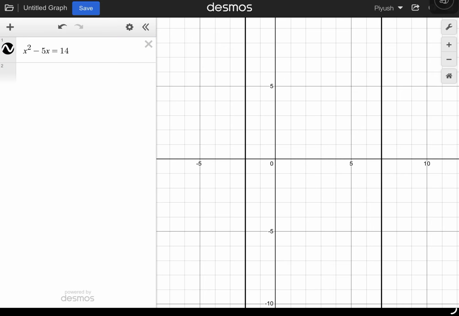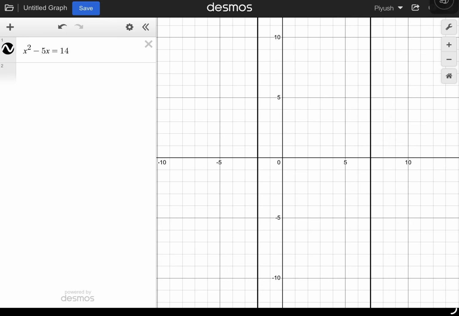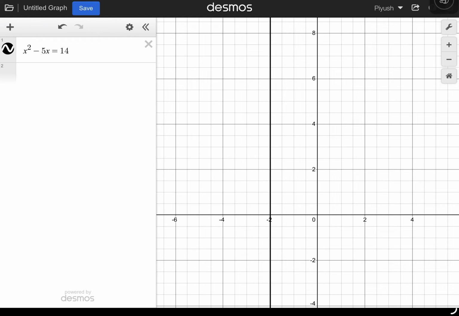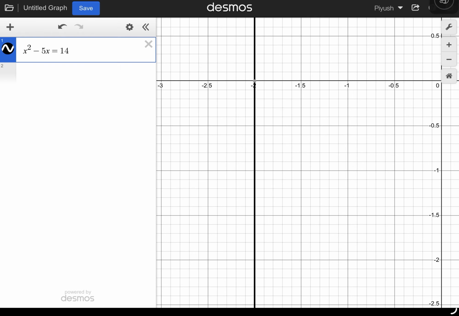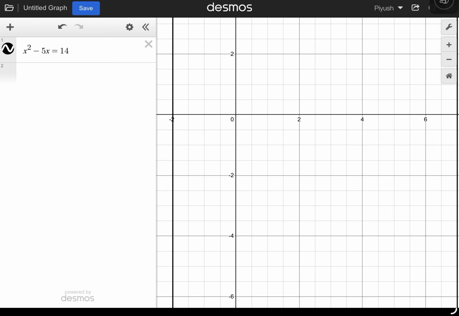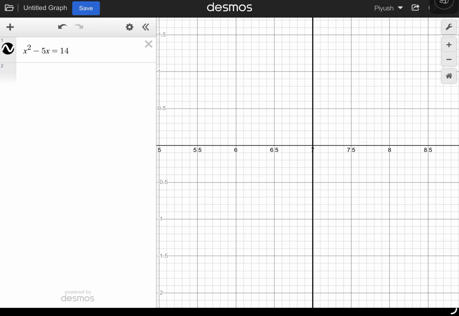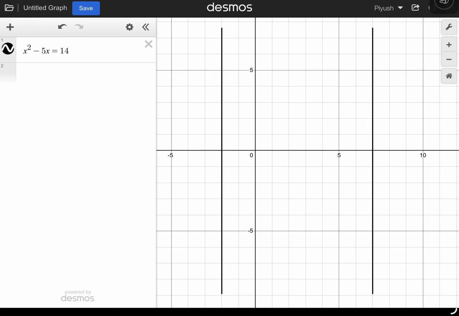The home button. Okay, so if you're trying to find a positive solution, you notice there's two vertical lines here, and this first vertical line goes through -2. The second one here goes through 7. So of course, our positive solution here is going to be 7, right?